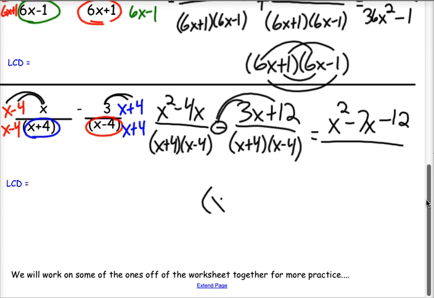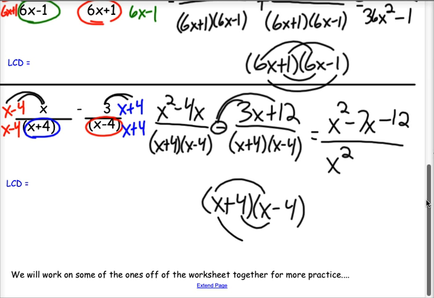Now again, if I want to write this x plus 4, x minus 4, remember this we can FOIL. So x and x is x squared. 4x minus 4x actually ends up canceling. So now we just have the minus 16.